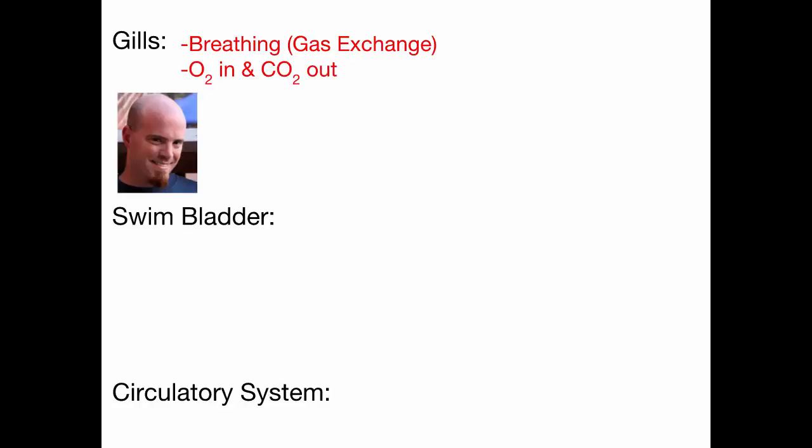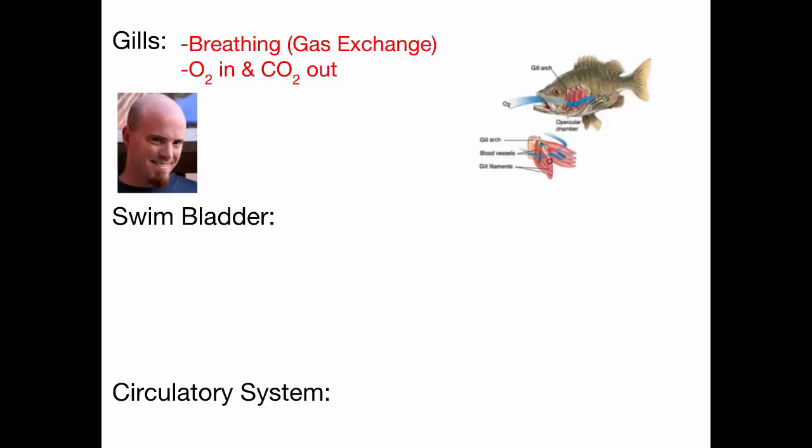So gills are adapted to take oxygen out of the water and to release carbon dioxide. So they work like lungs in a way. Our lungs take in oxygen from the air, get rid of carbon dioxide. And the gills of a fish, they're very light, they're very fine, they have a large surface area.